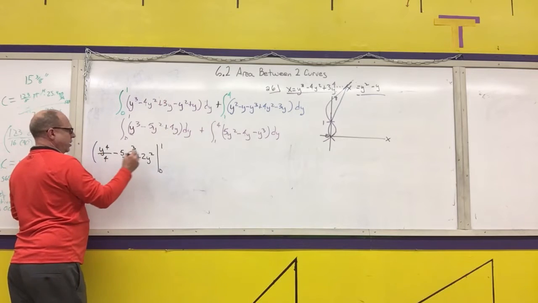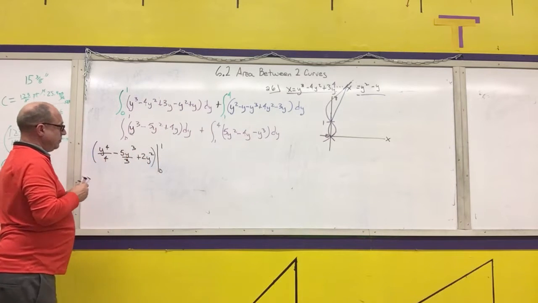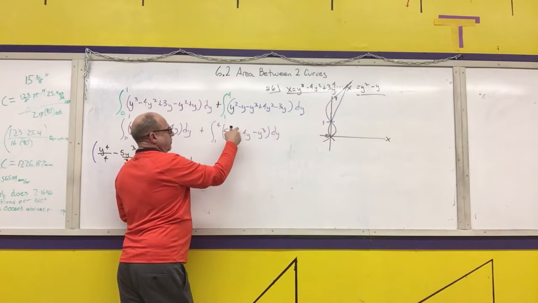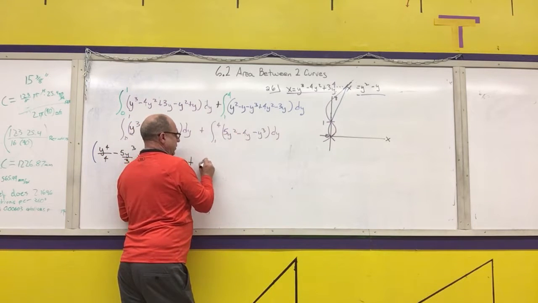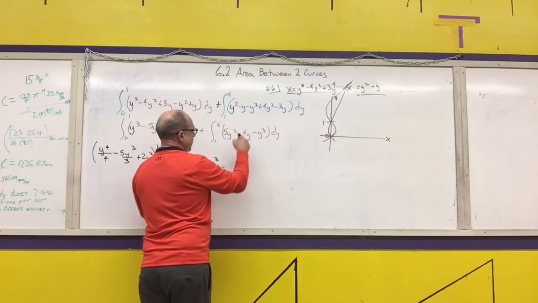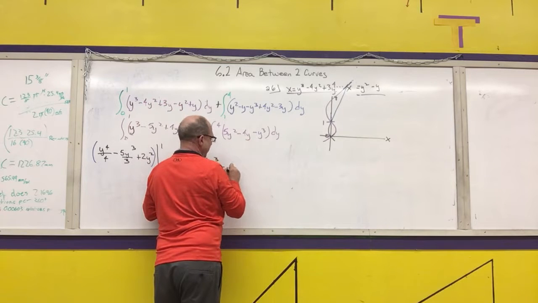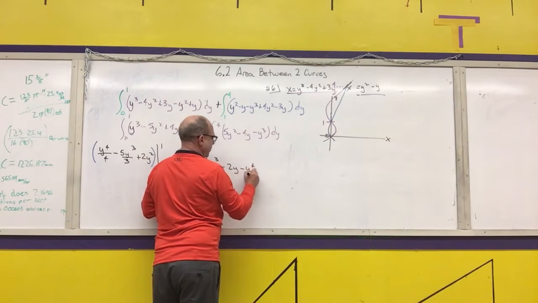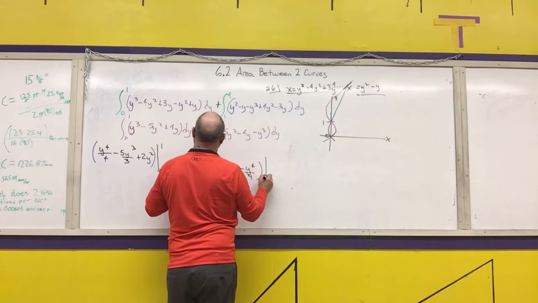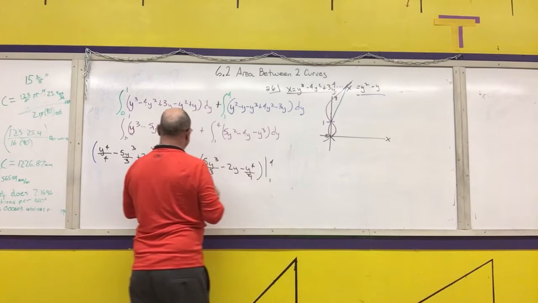Again, no shortcutting. Write down each step. Plus 5y cubed over 3 minus 4y squared over 2, which would be minus 2y squared, minus y to the 4th over 4, evaluated between 1 and 4.